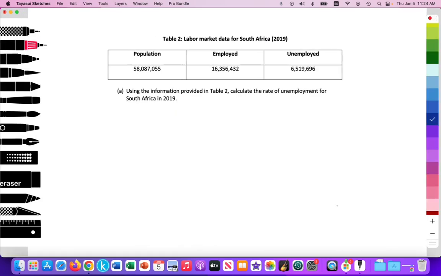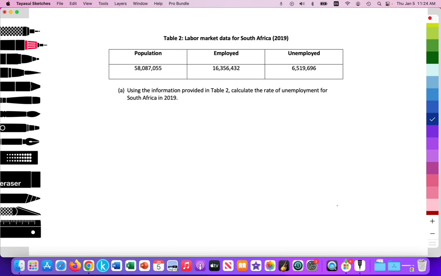So here's another question similar to a previous practice that we did. Here we have labor market data for South Africa in 2019. In the left column, we have population data. In the middle column, we have the number of employed, and the right column, the number of unemployed. So a question could be, using the information provided in this table, calculate the rate of unemployment for South Africa in 2019. So go ahead and pause the video and make your calculations, and then we'll check your work in just a moment. Pause now.